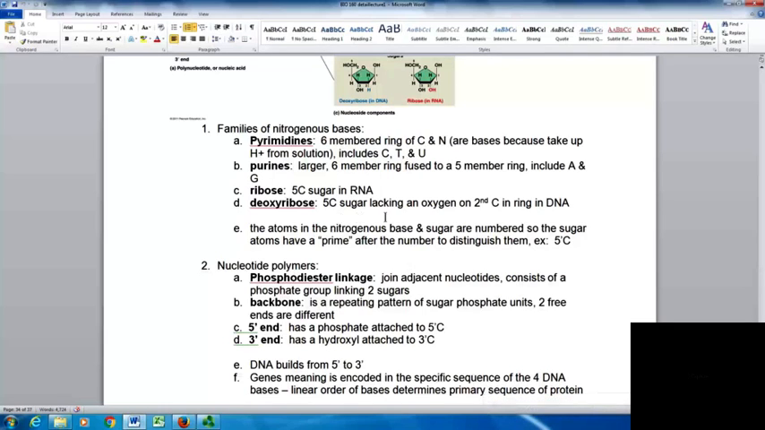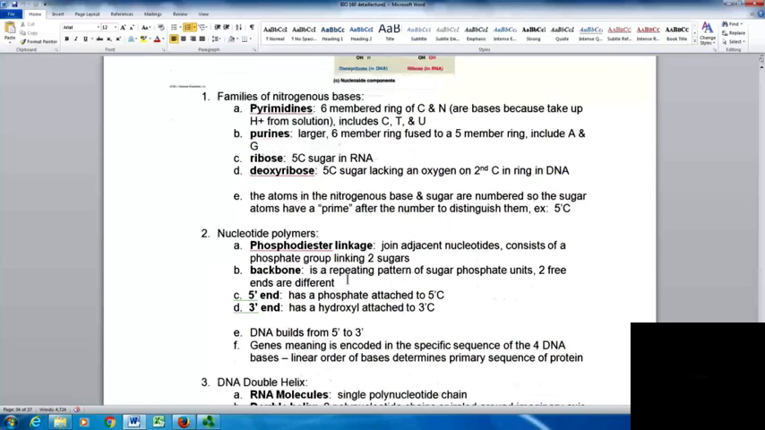Deoxyribose is the 5-carbon sugar lacking the oxygen on the 2nd carbon in the ring. The atoms in the nitrogenous base and sugar are numbered. The sugar atoms have a prime after the number that's used to distinguish them. So, for example, your 5' carbon.